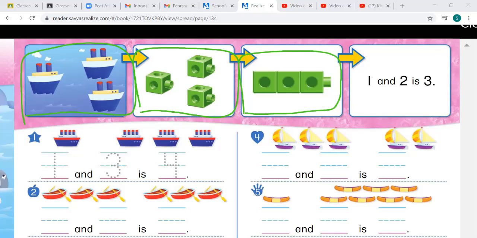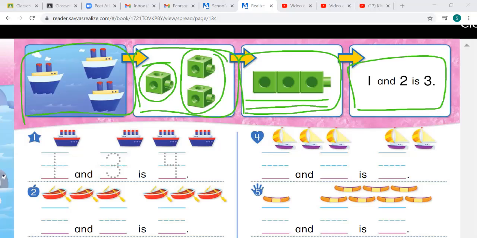Let's look at our third box. How can you use the cubes to find out how many boats there are altogether? We can connect the cubes to join the groups. So you see how we had one group here. This is showing 1 boat. And then these 2 are showing the 2 boats. We put them together and we connect them so that we join the groups.